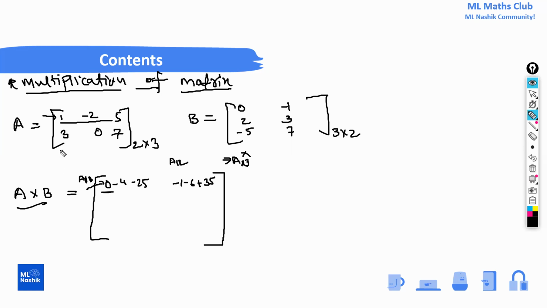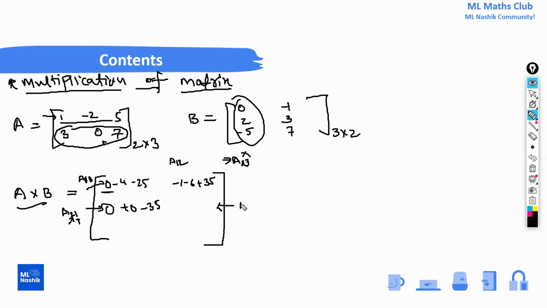Similarly, let us find the second element. The second element will be A21. So I have to multiply the second row with the first column. This is my second row and this is my first column. So I have to multiply the corresponding elements. 3 into 0 is 0. Again 0 into 2 is 0. 7 into -5 is -35.